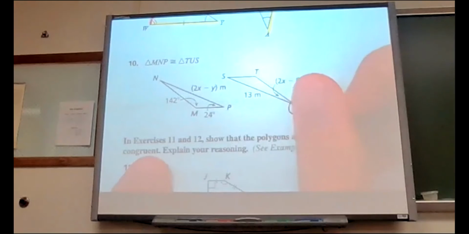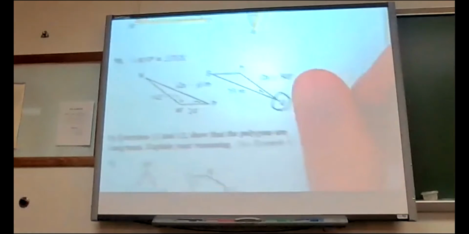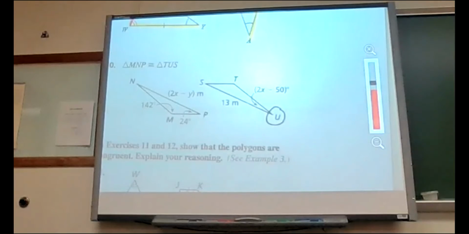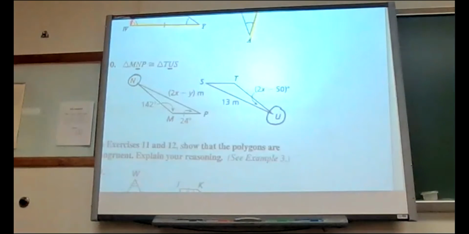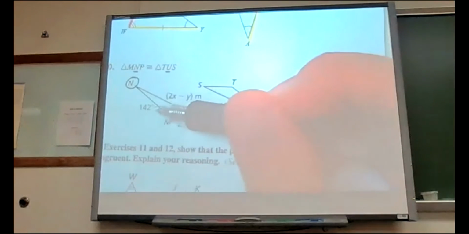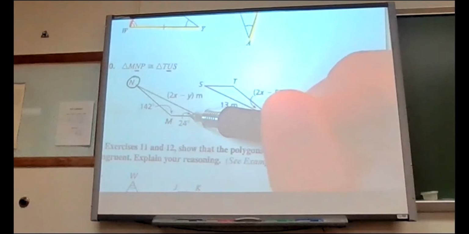So angle U, which is where X is, would correspond to what angle in my other triangle? N. Angle U would go to angle N. And so I know that by matching up the parts. Now, do I know what angle N is? No, right? It doesn't tell me what angle N is. But it does tell me that this angle is 142 and this angle is 24.